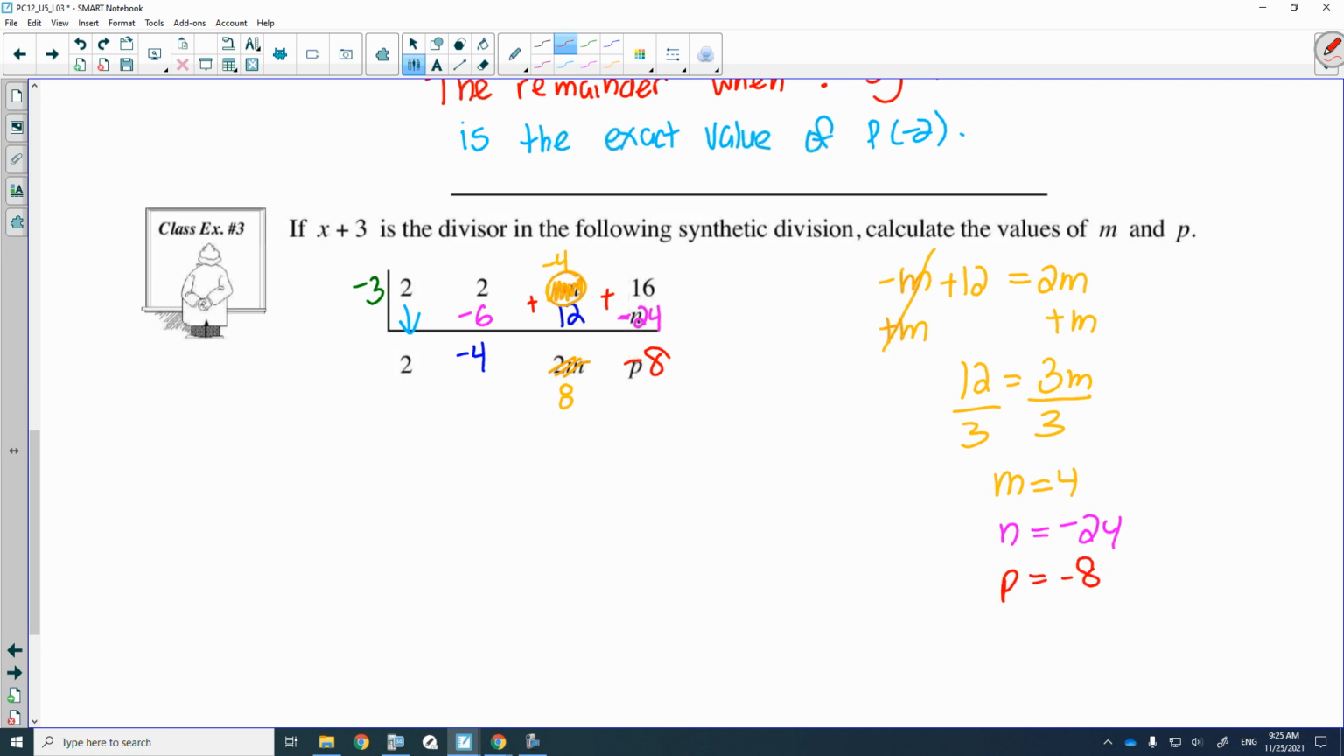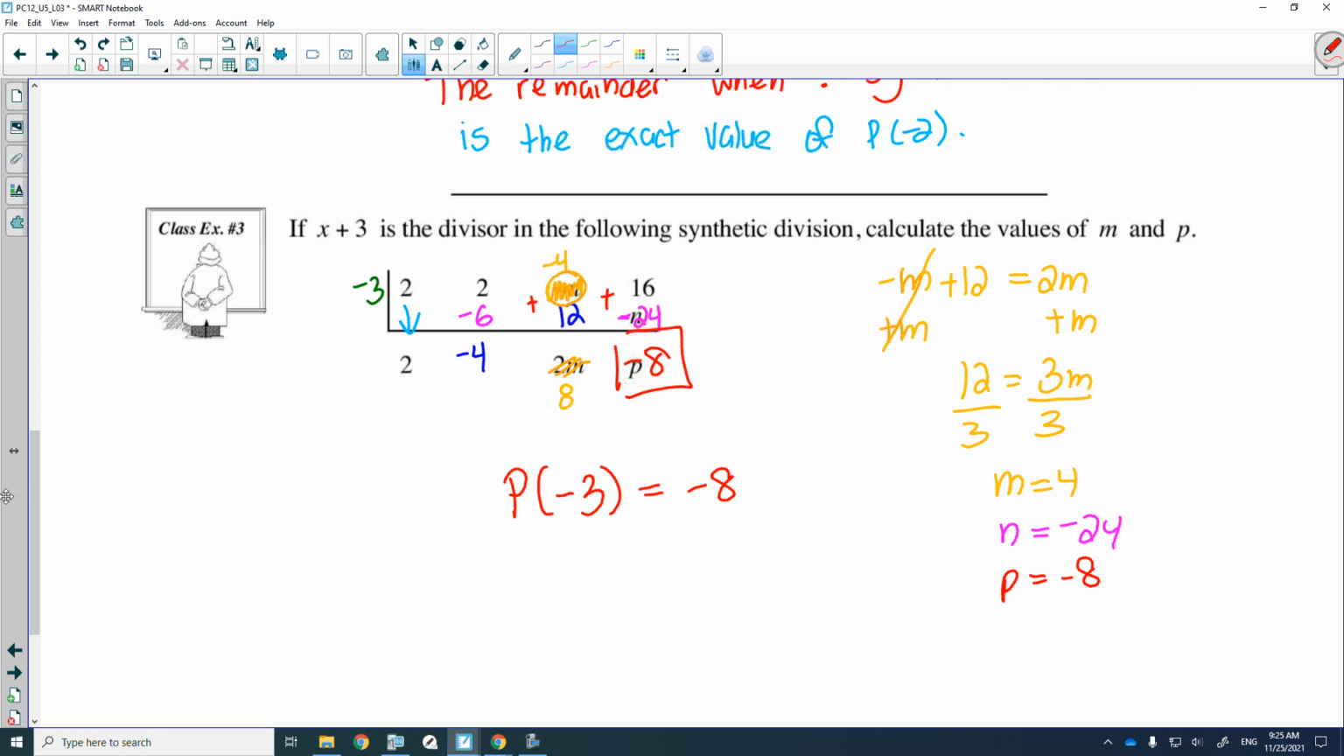What is the remainder? Negative 8. If I typed into the polynomial, I don't even know what it is, but if I typed in p of negative 3, what number would I get? Negative 8. Is this divisor a factor? No. If I punch this into my calculator, the polynomial, it is not going to have an x-intercept at negative 3. Let's do one more like this, same type of thing.